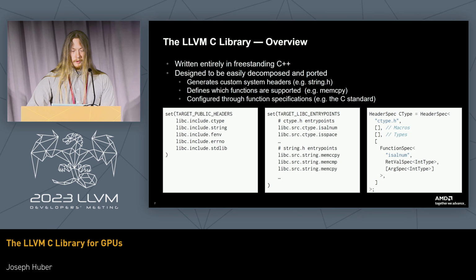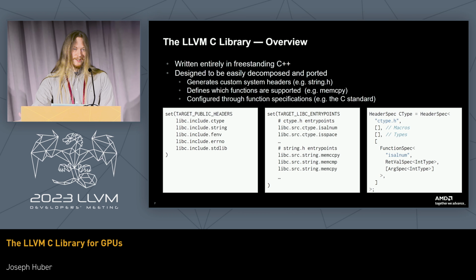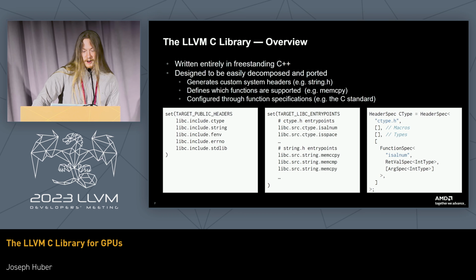The LLVM C library is written entirely in freestanding C++, so that's what encouraged me to kind of ignore a lot of the traditional stuff about offloading languages, because I wanted to be single source with this stuff. I didn't want to have too many things that diverged from what's upstream with the other CPU targets. And what really brought me to this project was that it was designed from the start to be easily decomposed and ported, and I was like, hey, let's see how true that really is and put it on the GPU.